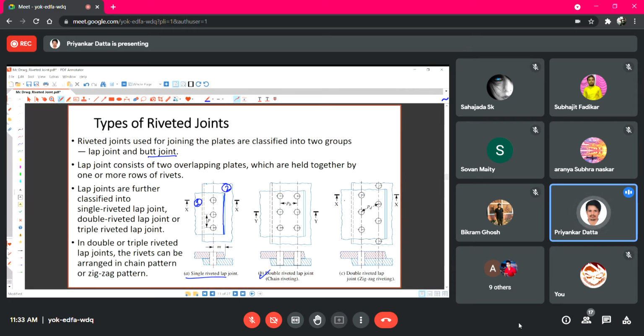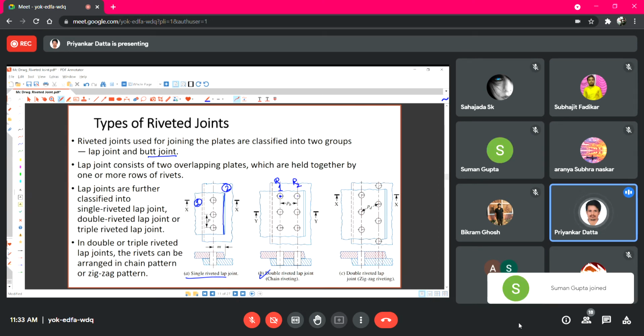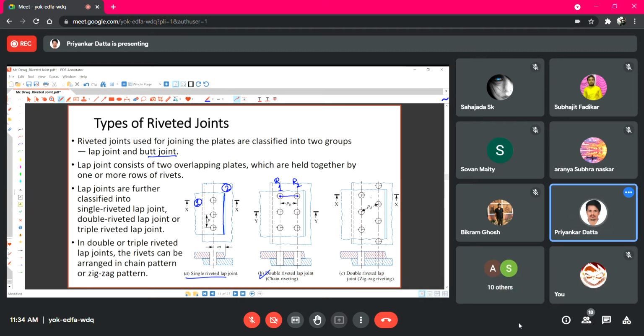So from figures you can understand, chain riveting means each row is placed parallel to each other, and also the connecting line of the centers of rivets at corresponding row, they are horizontal to each other. So if this is the first rivet in row 1, and this one is row 2, so first rivet in row 1 and first rivet in row 2 both are on the same horizontal line. And in case of zigzag, two consecutive rows have rivets that are placed in zigzag manner.